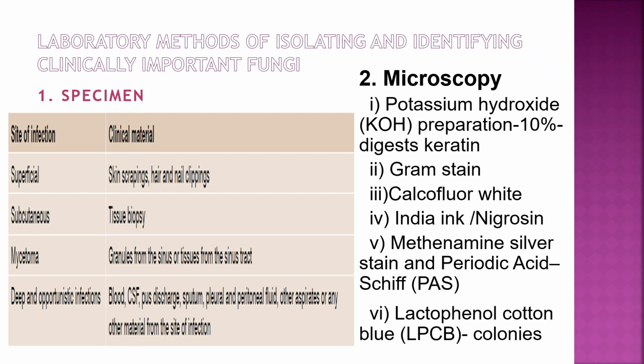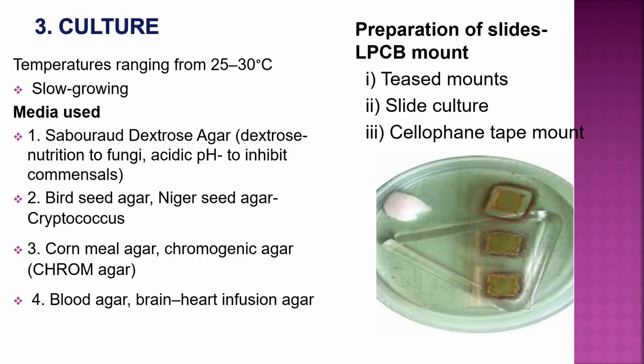Microscopy, second step. The potassium hydroxide preparation, 10%, digests keratin, so a KOH wet mount can be done for demonstration of fungi. Second, Gram staining, in which gram-positive cells can be seen. Example, Candida. Calcofluor white stain. Then India ink or nigrosin staining for capsule demonstration of Cryptococcus. Methenamine silver stain and periodic acid-Schiff stain can be seen in histopathology preparations. Lactophenol cotton blue, LPCB, can be used for demonstration of the colonies.